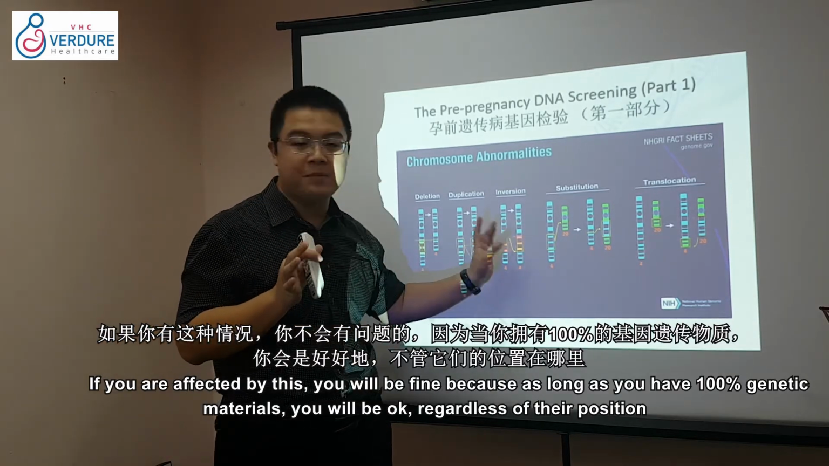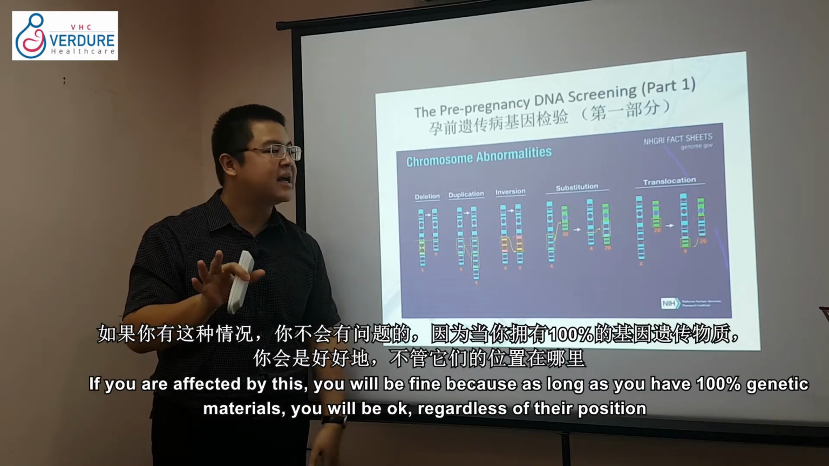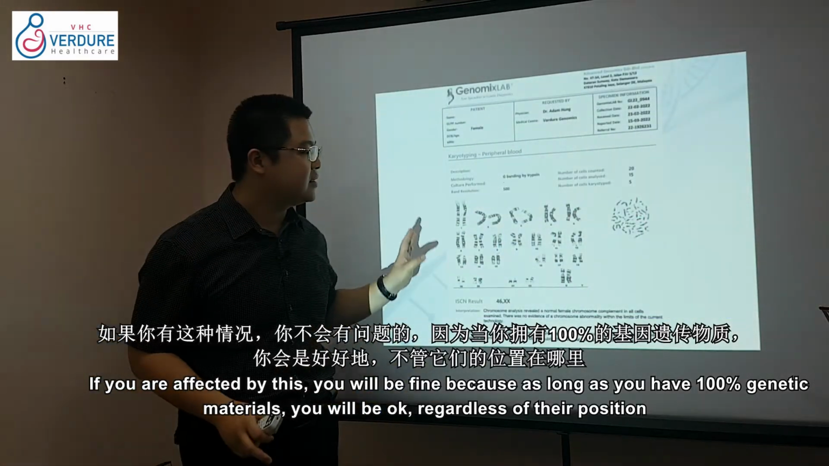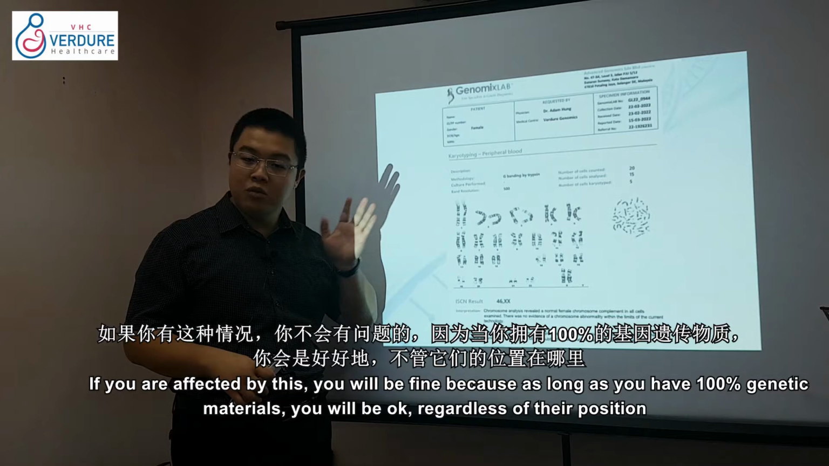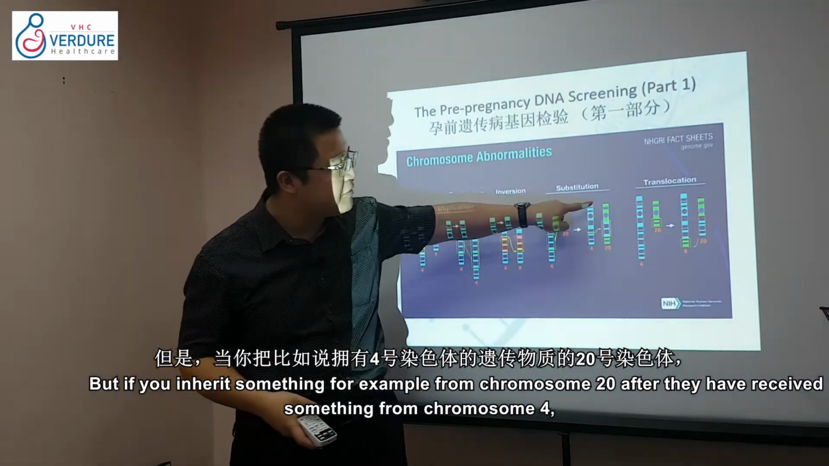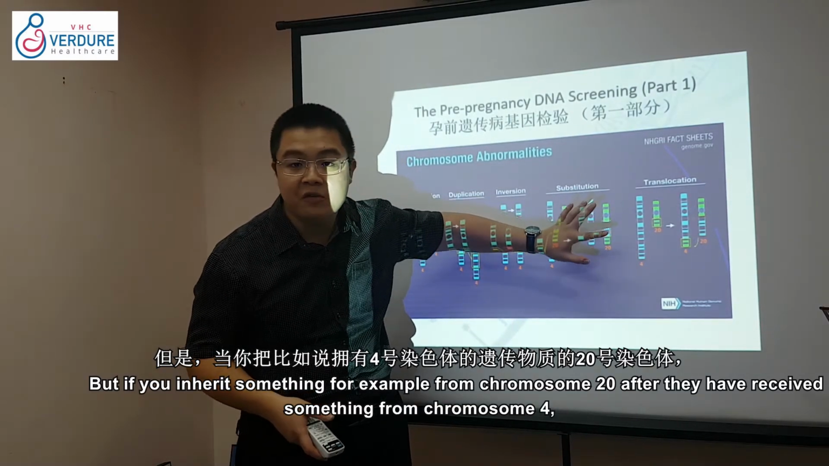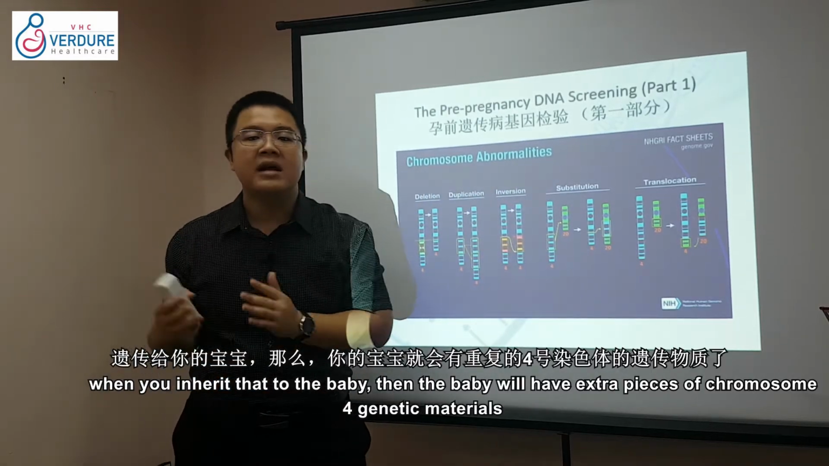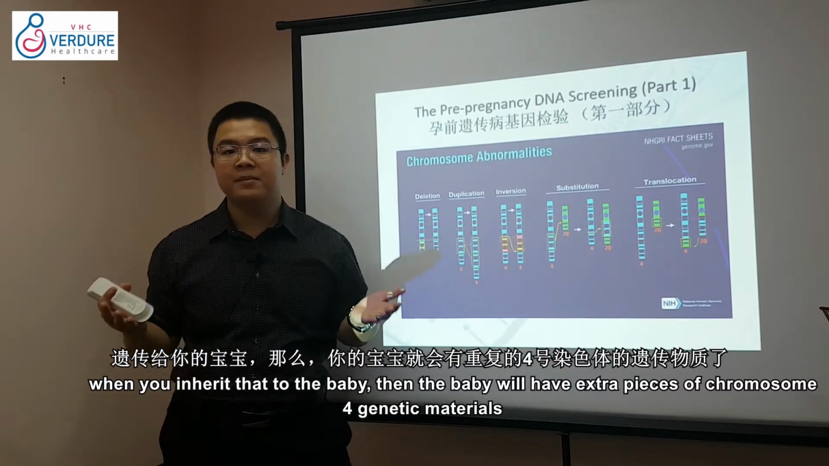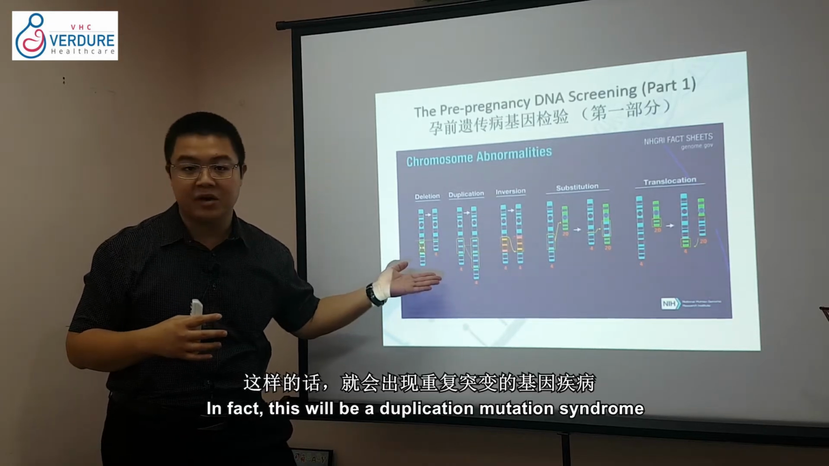If, let's say, you are the person being affected, you will be fine. You will be okay. Why? Because as long as you have 100% of the genetic material, you will be okay, regardless of the position. But if you inherit just this half, chromosome 20 with something from chromosome 4, and pass it to your baby, that means your baby will have some extra chromosome 4 information. Now, the effect will be quite equivalent to a duplication syndrome.